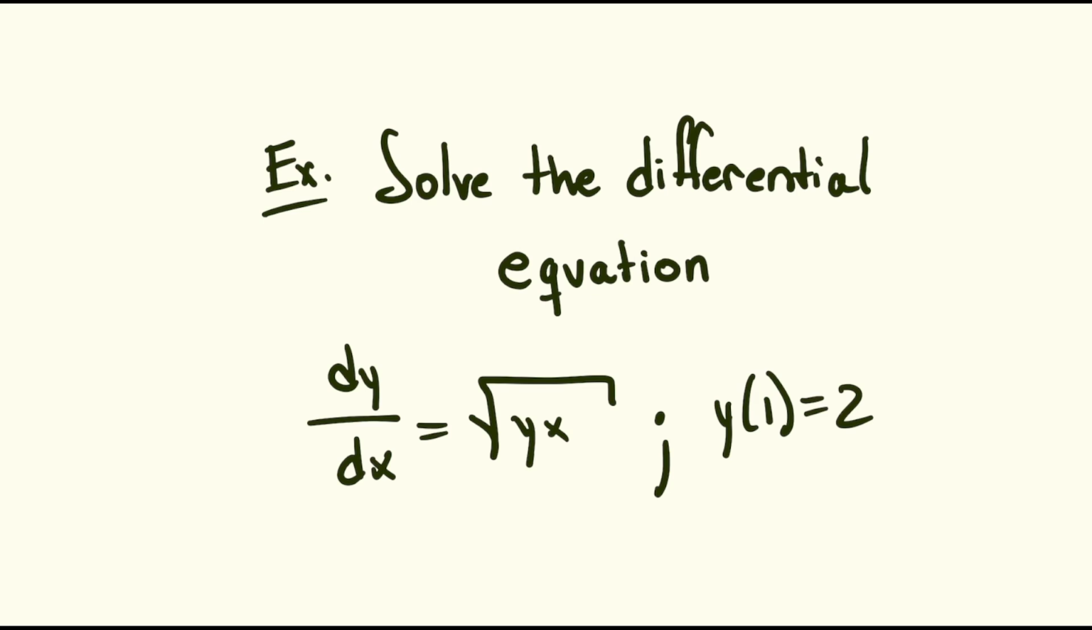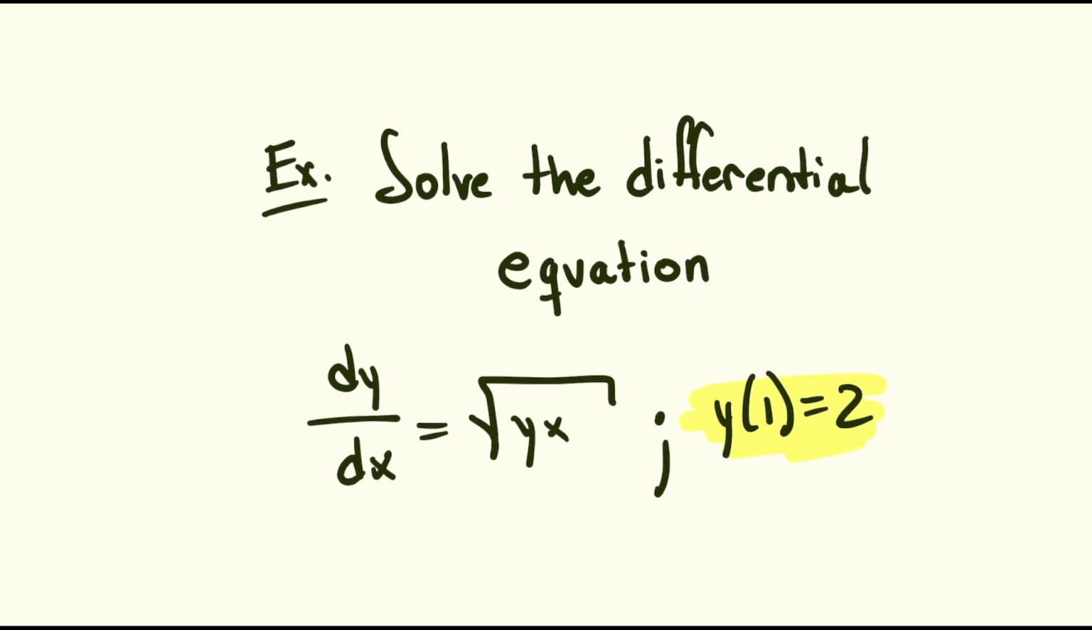We are looking at solving the differential equation dy over dx is equal to the square root of yx. And what's different about this particular equation is we are also given an initial condition. So that says that when we plug in y into our function, we get 2 out of it. And this is going to allow us to solve for the constant that we normally have coming out of the solution of a differential equation.